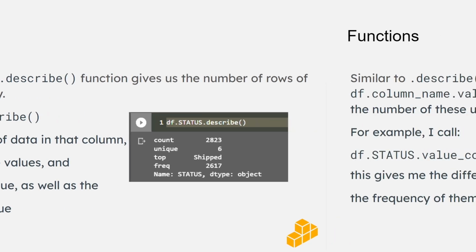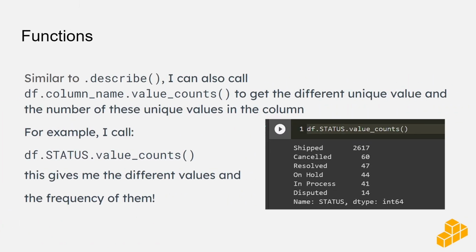Similar to the describe function, you also have the value_counts function. What this does is that it zooms in more on the unique values part. It zooms in on how many of those unique values there are and what unique values you have. So when you call df.status.value_counts() under the status column, it will count the number of different values you have.